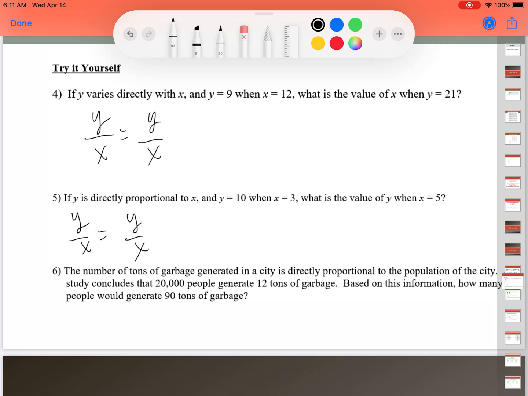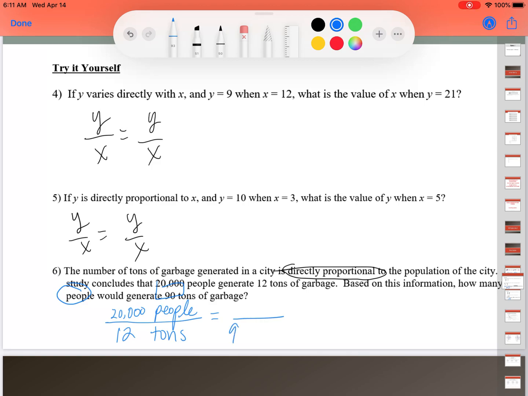Easy. Next, the number of garbage generated in a city is directly proportional to the population of the city. A study concludes that 20,000 people generate 12 tons of garbage. Based on this information, how many people would generate 90 tons of garbage?